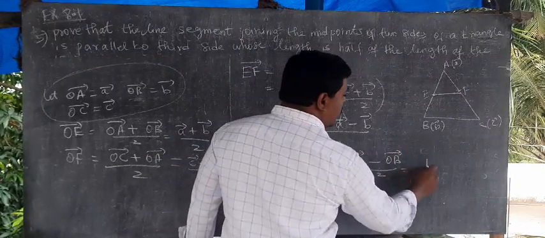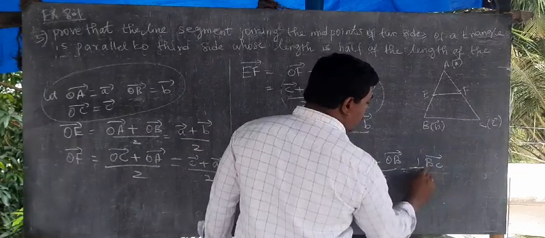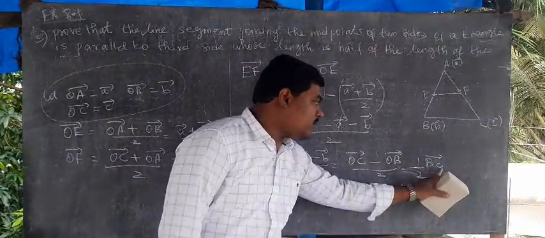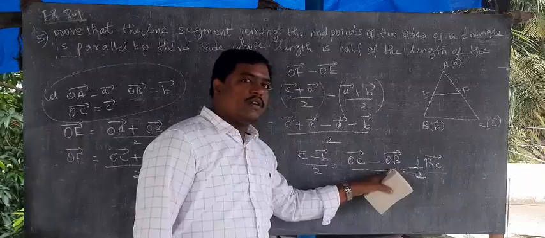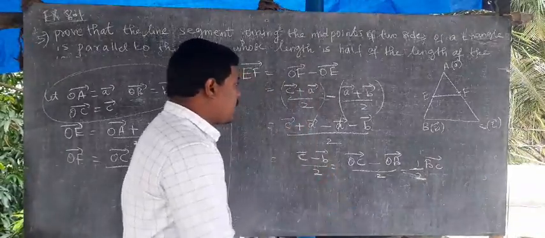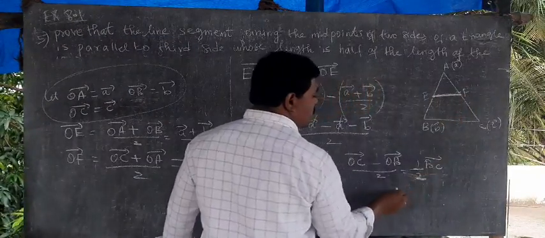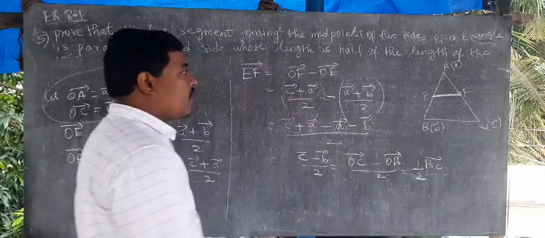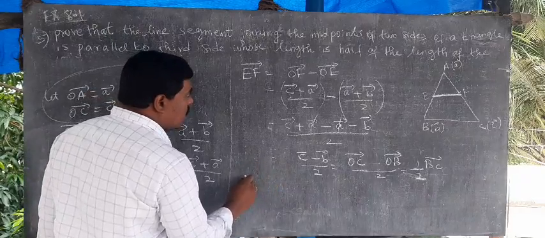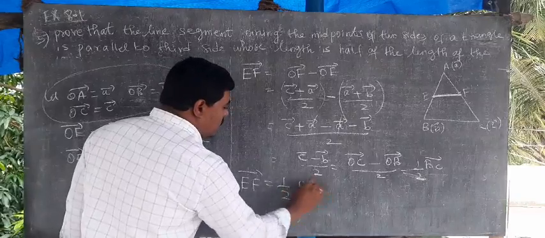This I write as BC vector. 1 by 2 into BC vector, because you see in the reverse order BC vector equals OC vector minus OB vector. So same thing, 1 by 2 BC vector is written. So we have taken the EF vector. With these vectors, what are we getting? 1 by 2 BC vector. So EF vector equal to 1 by 2 BC vector.